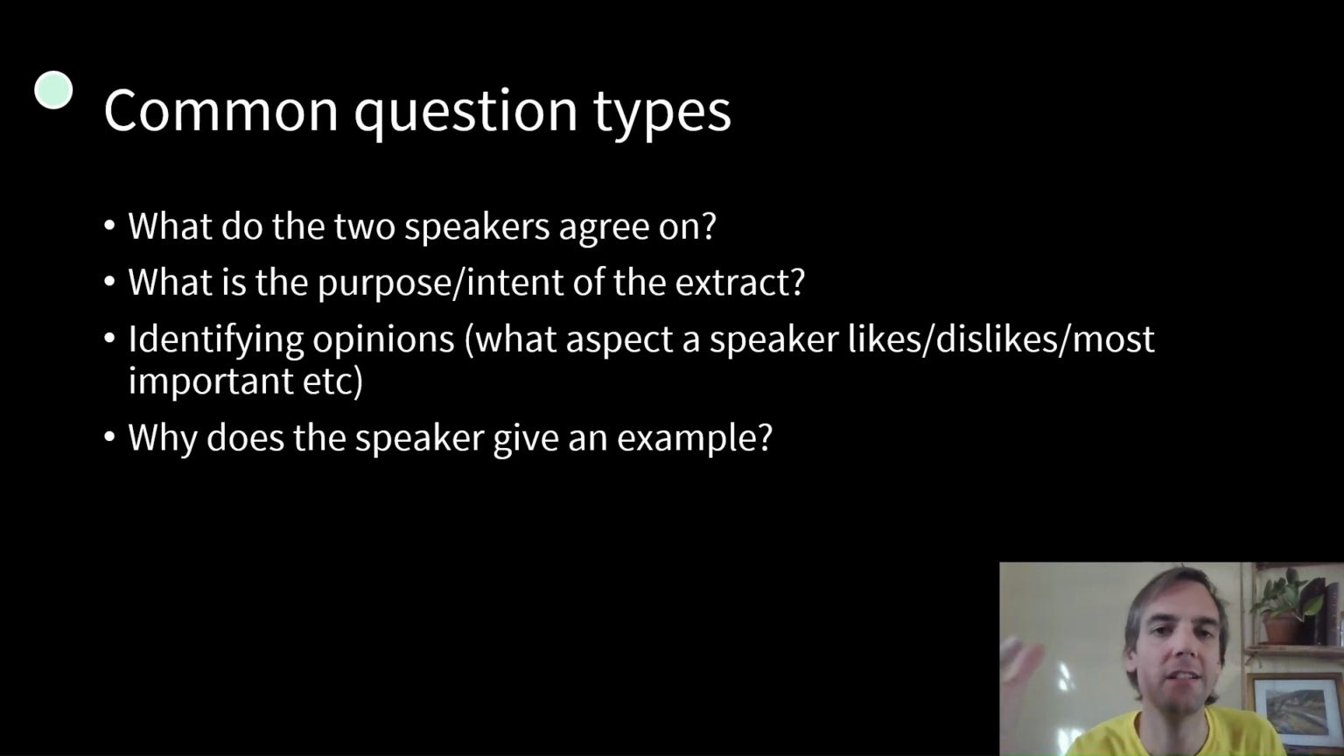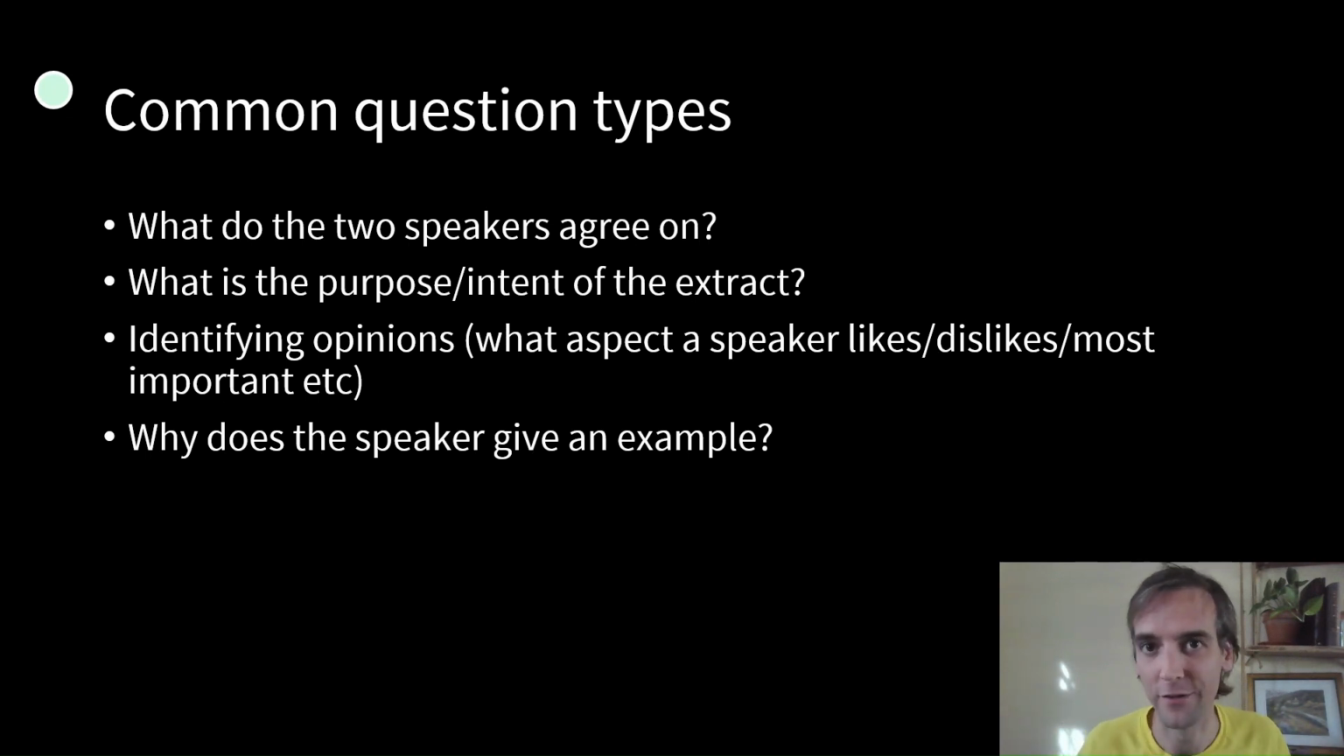So quite often they will mention a study that was carried out. They will tell an anecdote about when they were young. They will talk about a film they saw. Why? What is the point they are making with this example? What is their objective in using it? That's another common question type.